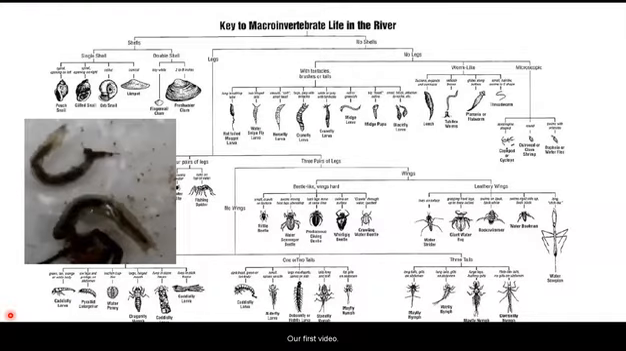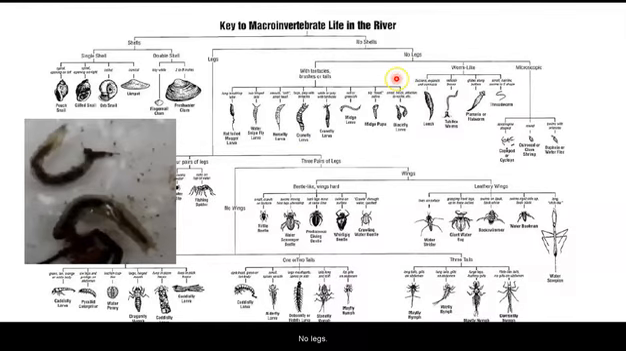Our first video showed us this critter right here. Here's a screenshot of it. Let's look to see, does it have shells or no shells? No shells, good. Does it have legs or no legs?